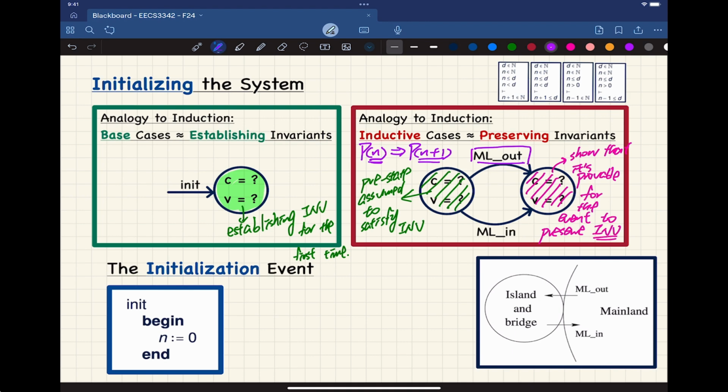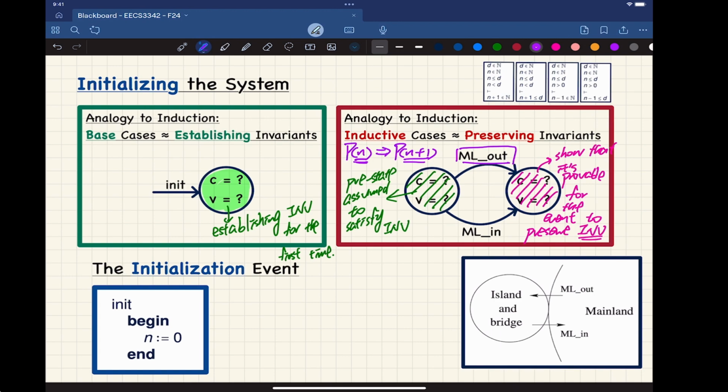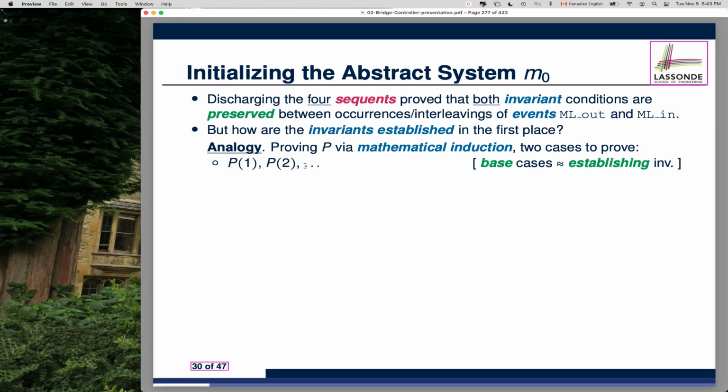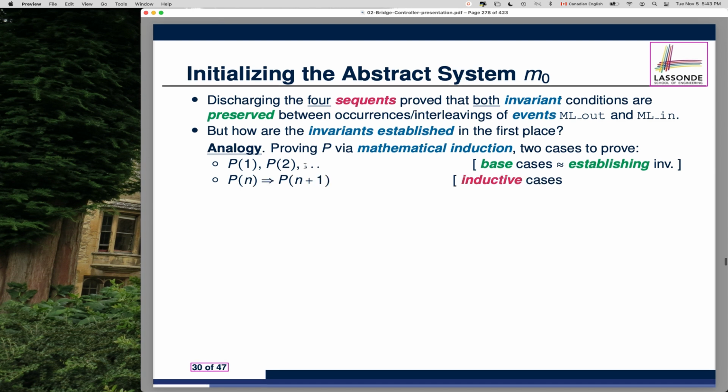Okay? Pretty simple. A little bit more to say about the initialization event. It's pretty straightforward, but there are certain rules you have to remember. Let's see the slides. Individual cases are like the initialization. Think about P1, P2, P3, and so on. These are like individual initializations of the variables. Collectively, they are the base cases. And establishing invariance, that's something we'll do. And then there's something we did earlier, which is assuming that the pre-states satisfy the invariance, we want to show that the post-states also satisfy the invariance, preserving it. Okay?